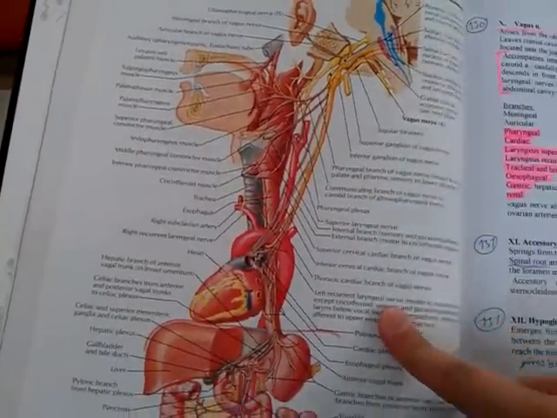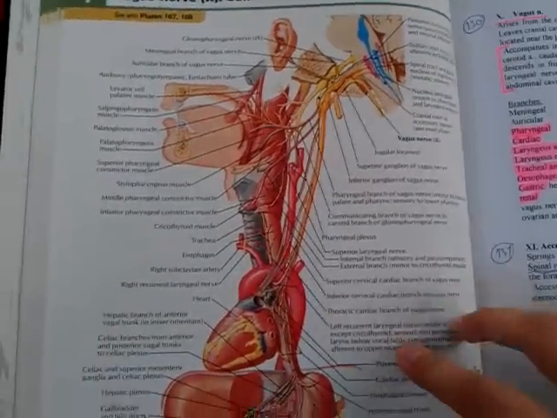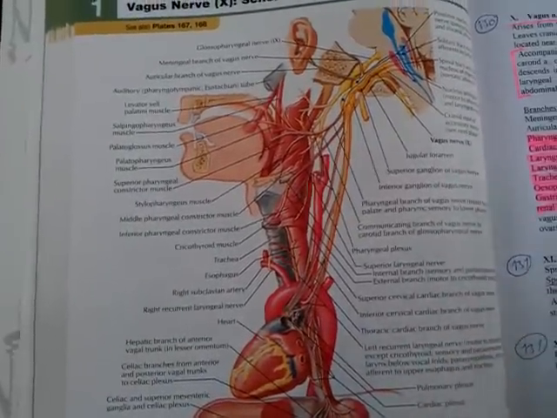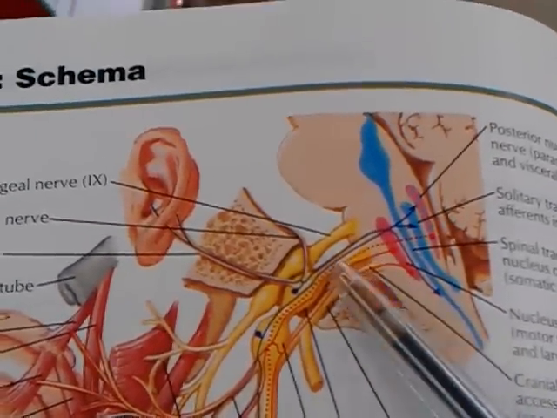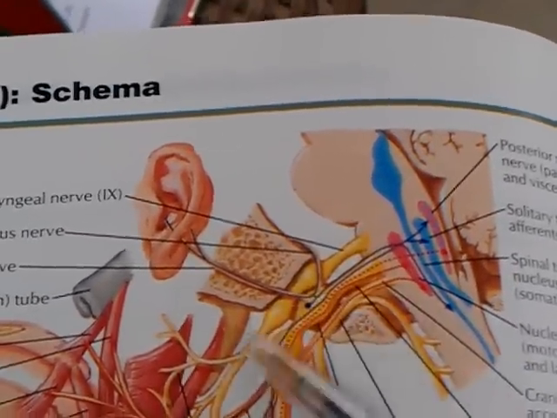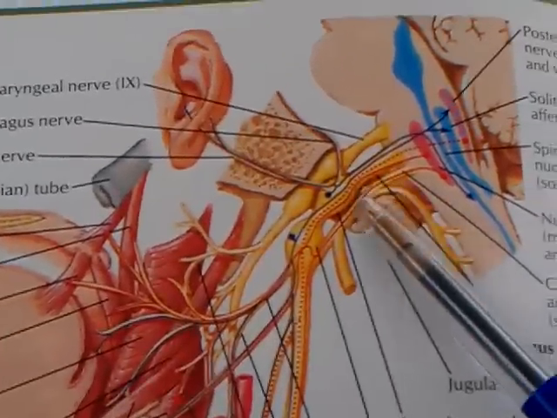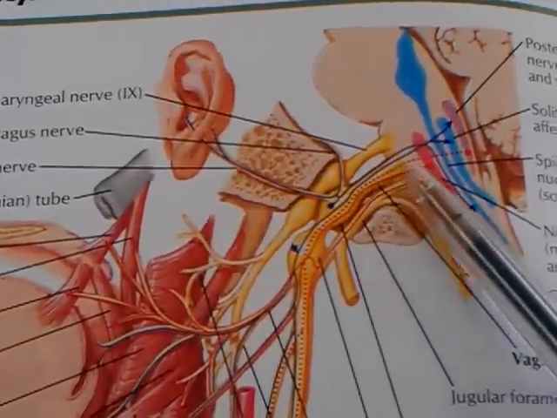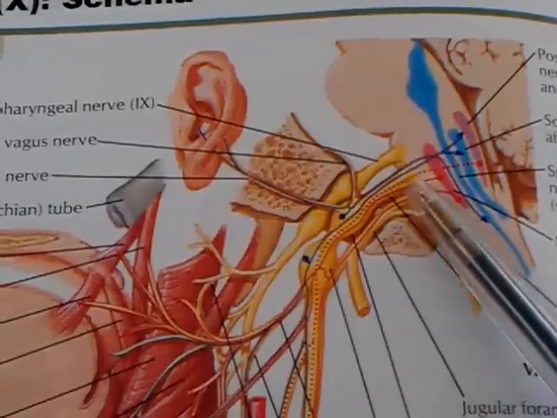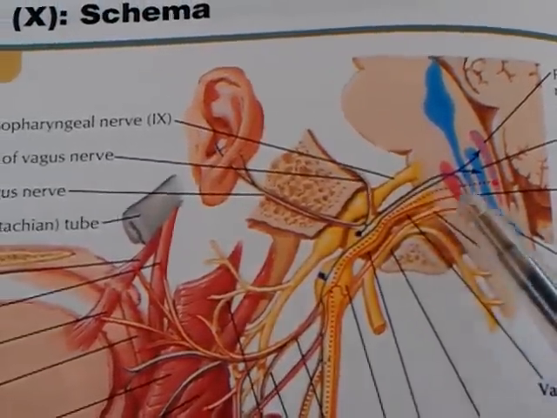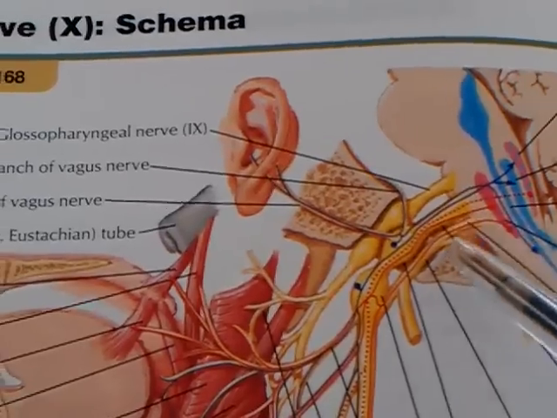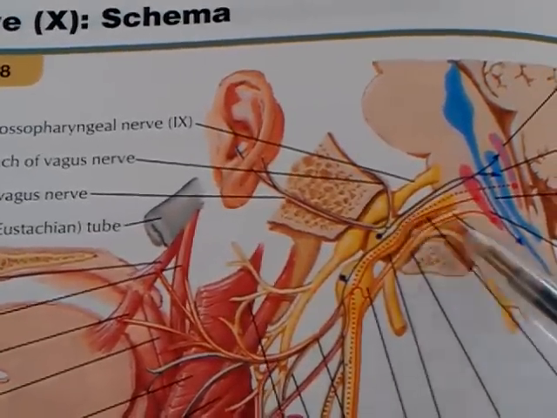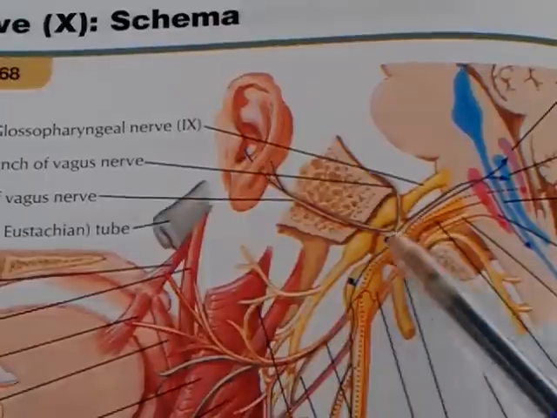Question 130. The vagus nerve. It arises from the medulla oblongata. Here you have the vagus nerve. This is the glossopharyngeal nerve. This is the accessory nerve. So you have the vagus nerve from the posterolateral sulcus, inferiorly to the glossopharyngeal nerve. It leaves the cranial cavity through the jugular foramen.